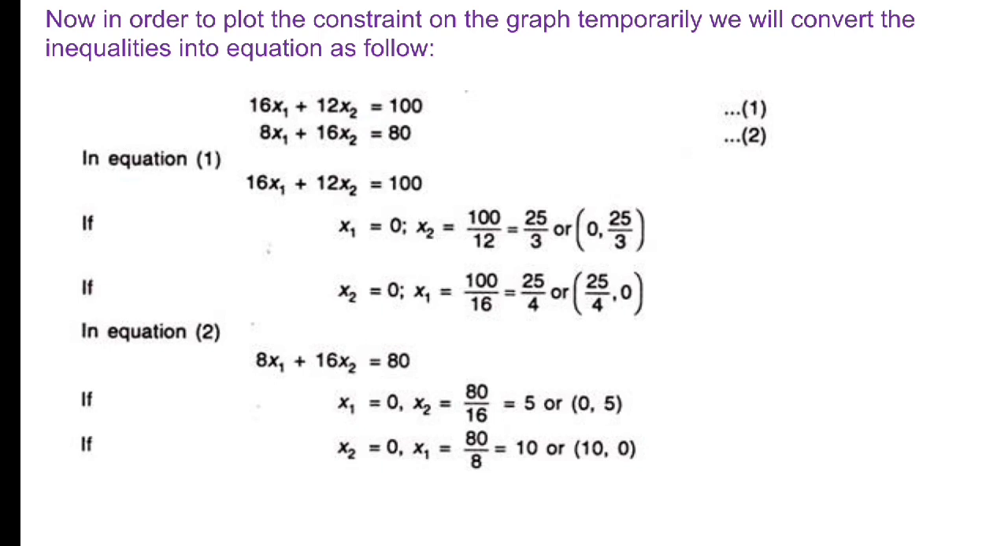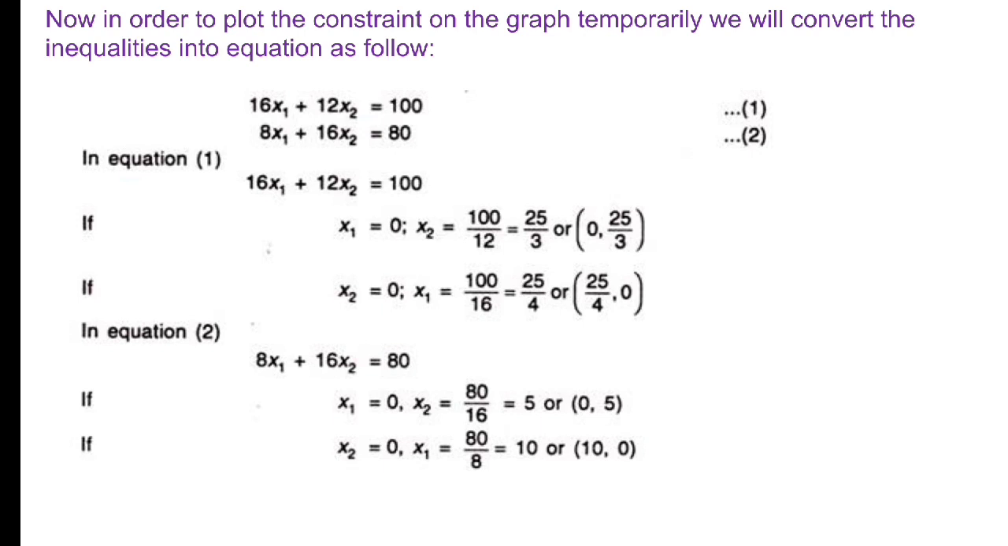Take the second equation, 8x1 plus 16x2 equal to 80. Put x1 equal to 0, so 16x2 equal to 80. Therefore x2 equal to 80 by 16, that is 5. Substitute x2 equal to 0: 8x1 equal to 80. Therefore x1 equal to 80 divided by 8 equal to 10. So the point will be 10 comma 0. These 4 points, what are the 4 points? 0 comma 25 by 3, then 25 by 4 comma 0, 0 comma 5, and 10 comma 0.